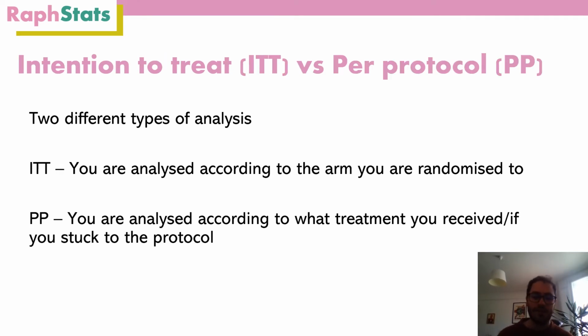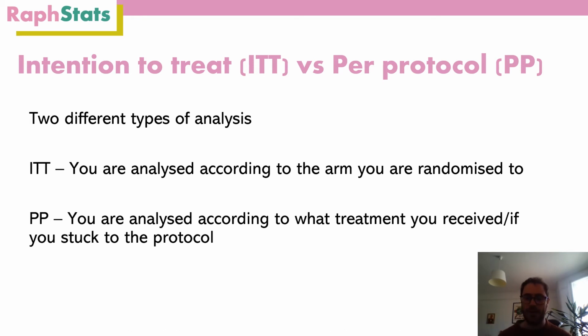Finally, I thought I'd briefly touch upon this idea of intention to treat versus a per-protocol analysis. This is something that you'll often see pop up if you ever read about trials. Generally, the vast majority of trials are done intention to treat nowadays. We'll talk you through the fundamental difference between these. Intention to treat, you're analysed according to the arm you're randomised to, regardless of what you end up getting in terms of actual treatment. And in the per protocol, you're only analysed if you stick to the protocol and receive the treatment exactly as you were meant to.